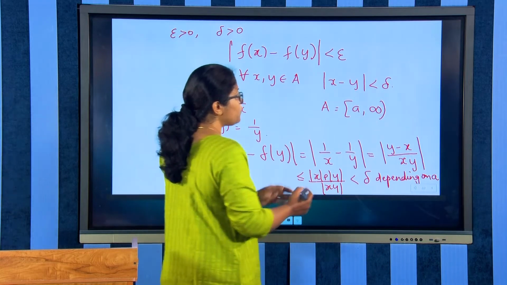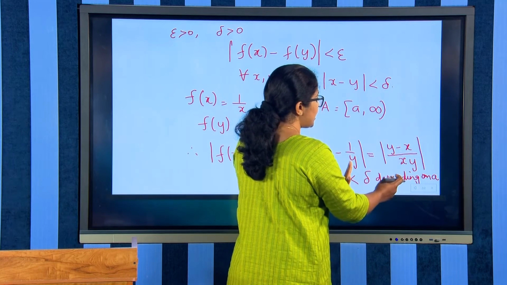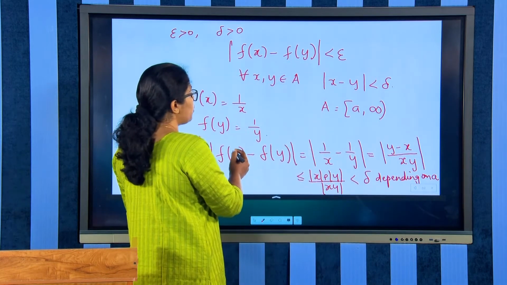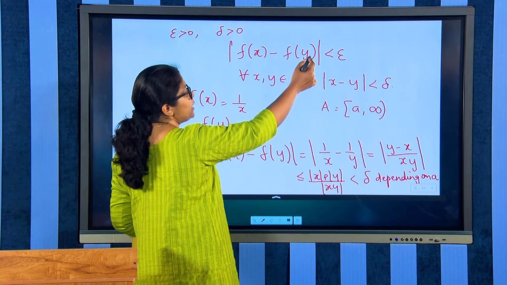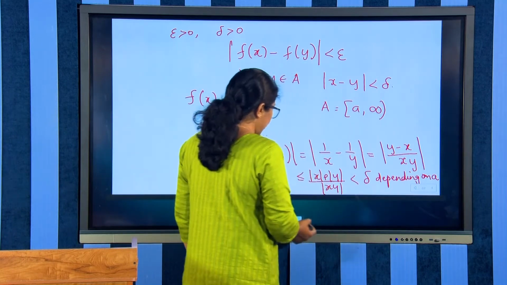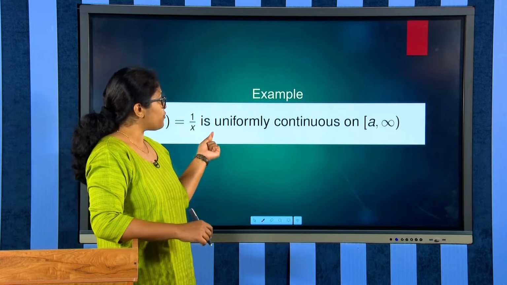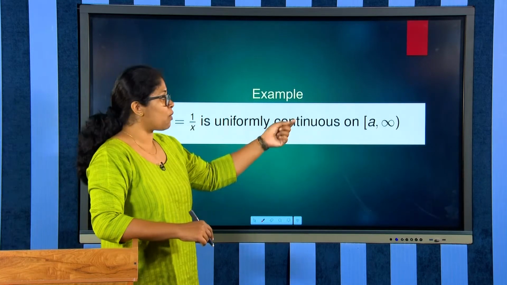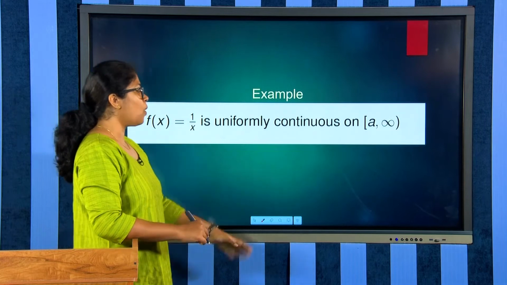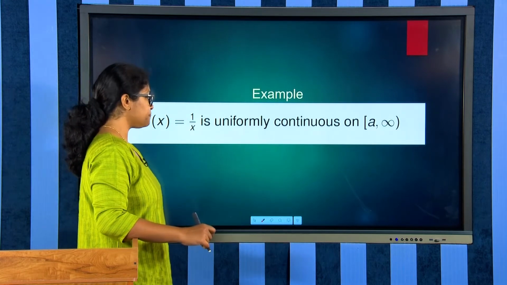And therefore, whenever modulus of x minus y is less than that value, correspondingly modulus of f of x minus f of y will be less than epsilon, which completes the proof of this result, saying that f of x is uniformly continuous on closed interval a to open interval infinity.